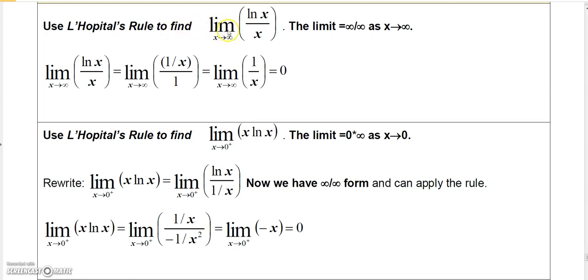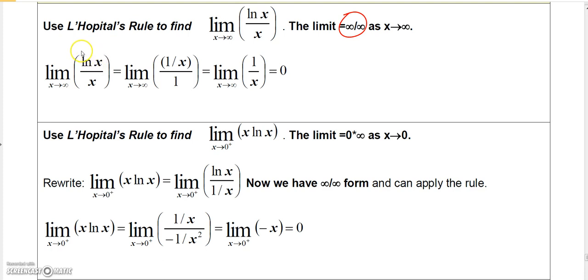So let's take a look at the limit of natural log of x over x as x approaches infinity. Well, you're familiar with the natural log function, and you should know that it's an increasing function. So as x goes to infinity, the natural log of x will go to infinity. So the numerator will go to infinity as x goes to infinity, and obviously as x goes to infinity, x will go to infinity. So this has the form of infinity over infinity, and therefore I can apply the rule.